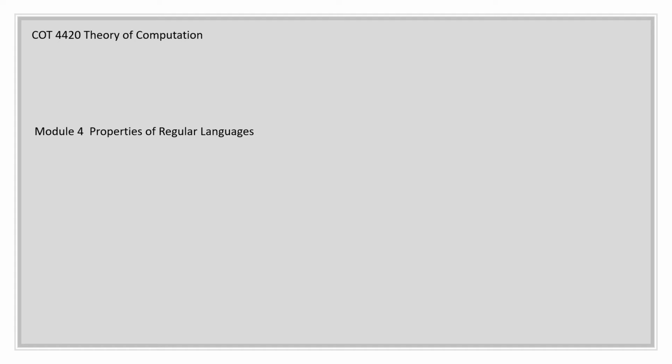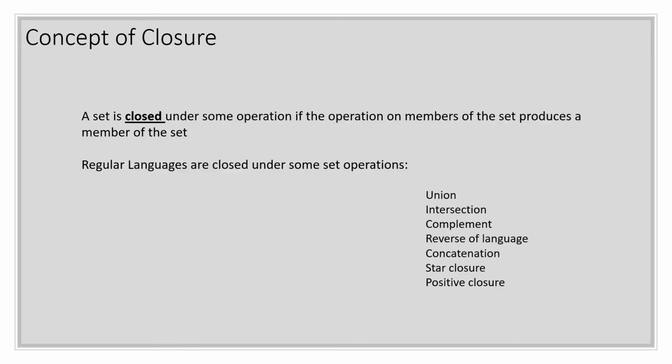Hello, welcome. In this video, we're going to do some more closure properties of regular languages, mainly intersection. So let's review what the concept of closure is. A set is closed under some operation if the operation on members of the set produces a member of the set. So regular languages are a set of languages, and if you perform any of these operations, union, intersection, complement, reverse, concatenation, star closure, positive closure, on regular languages, the resulting language is also a regular language. So that's why regular languages are closed under these set operations.